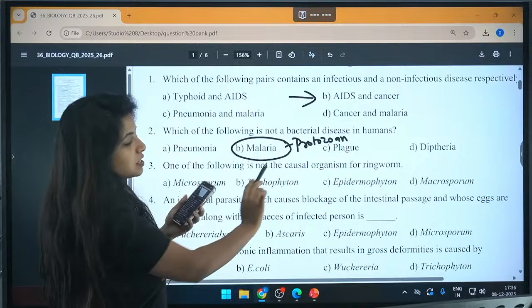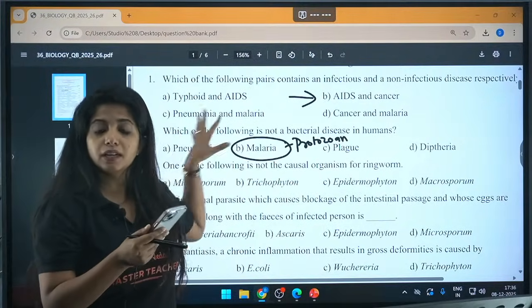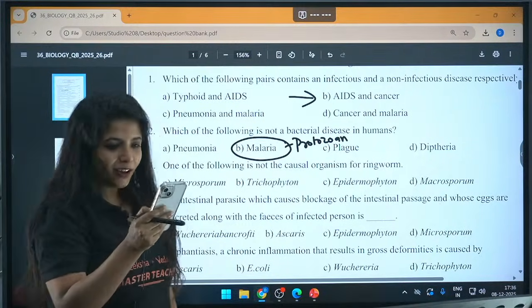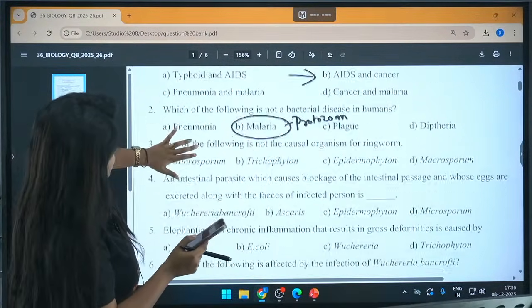But now I hope it's crystal clear. It is plague and diphtheria, pneumonia, all of them are bacterial. Okay, option B. Chalo. Next question that we have.